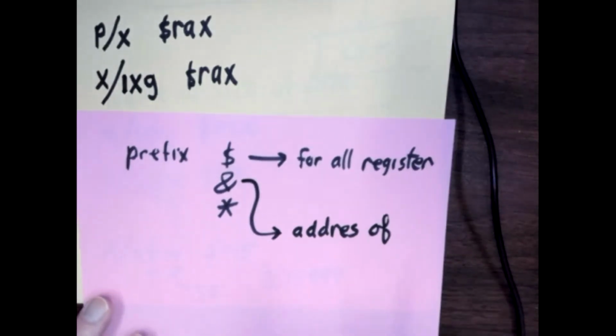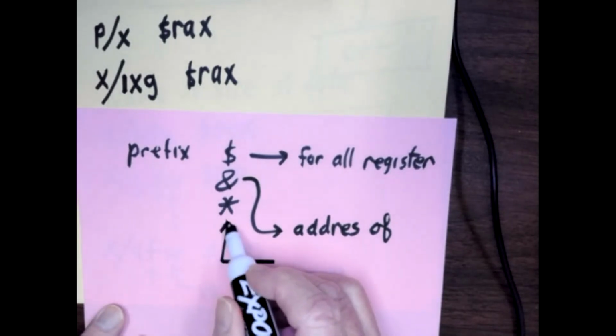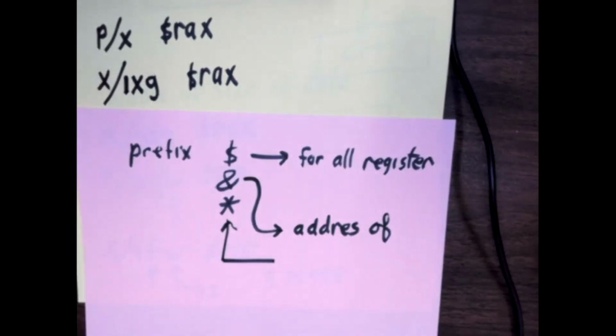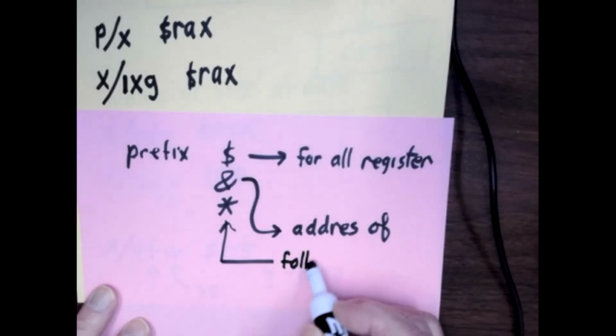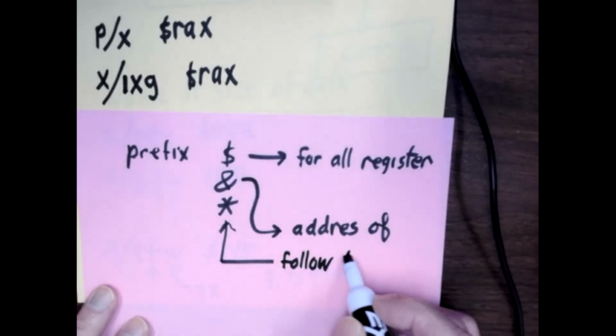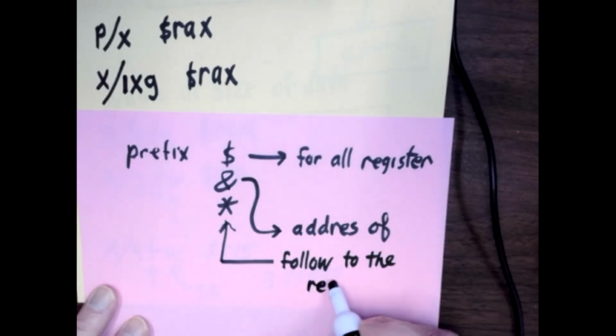Okay, and the asterisk means take what follows after the asterisk, treat it as an address, go to that address and find the value. So follow it to the real value.